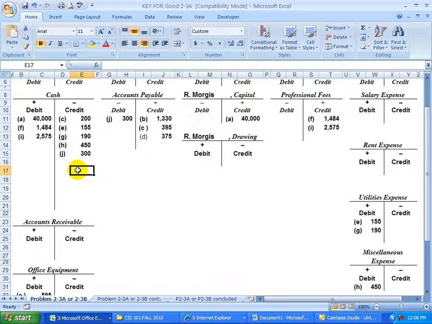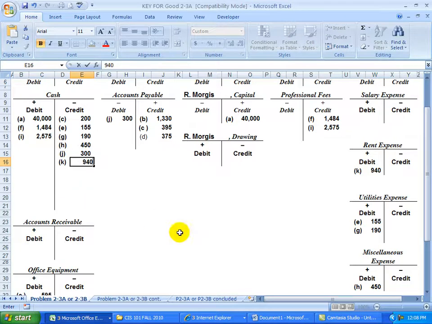Looking at K, we paid the rent for the current month, $940. Rent is an expense. It was 0. Now it's going from 0 to $940, so it's increasing. So this is letter K. And the amount of rent in letter K is $940. And we're writing a check, so our cash is decreasing by the same amount. Debit equals credit.